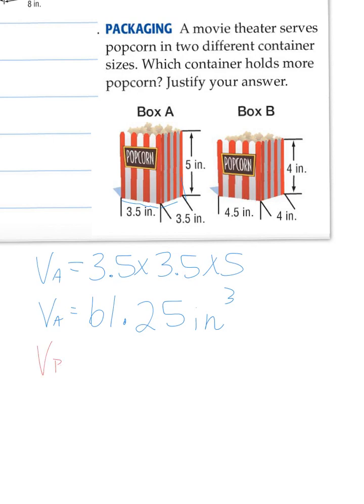Now let's find the volume of B. Again, length times width times height. Four and a half times 4 times 4. So the volume of box B is 72 inches cubed. So if you were to look at these two, I would think popcorn A would have more, but after finding the volume, box B holds more.